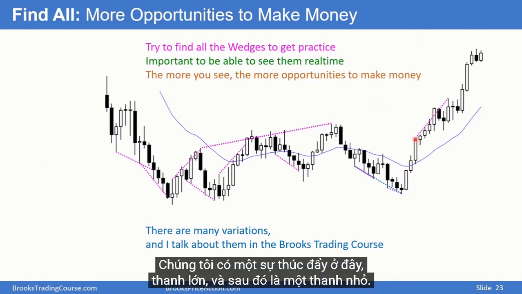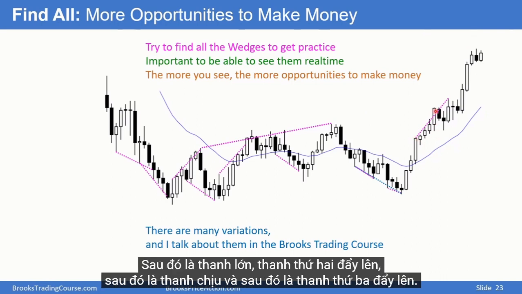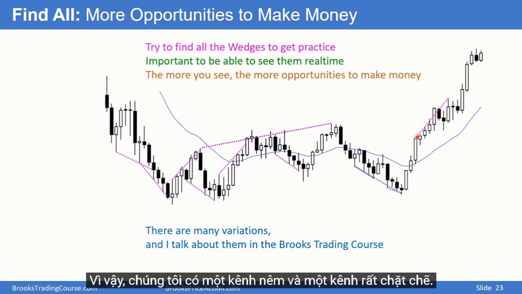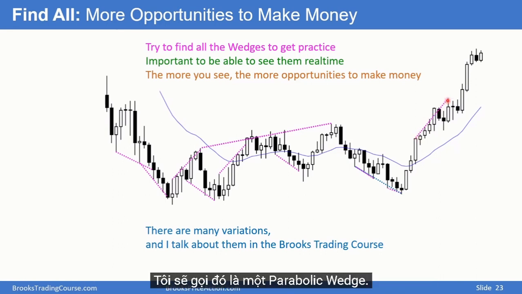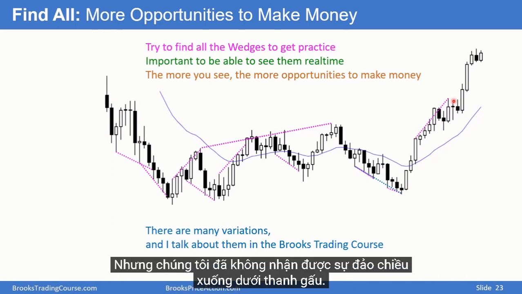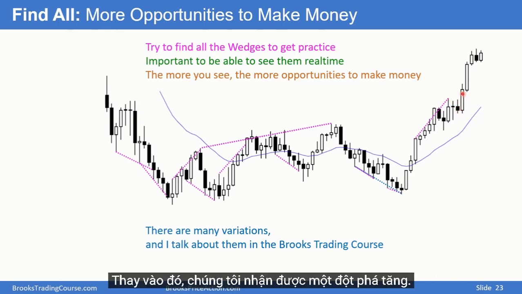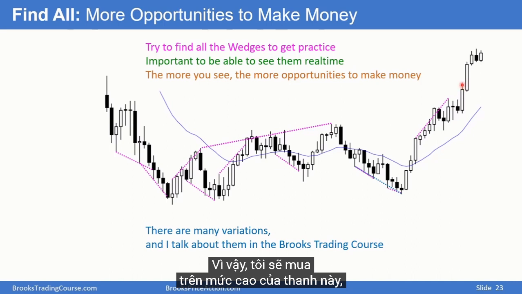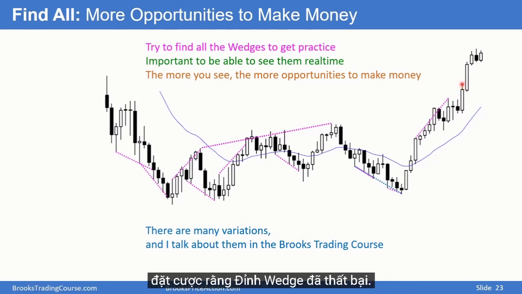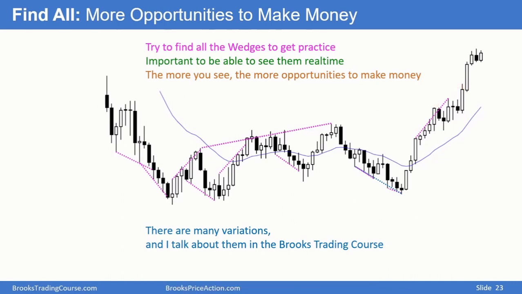We got a push up here, big bar, and then a small bar, and then a big bar, a second push up, and then a bear bar, and then a third push up. So we have a wedge in a very tight channel. I would call that a parabolic wedge, but we did not get a reversal down below the bear bar. Instead, we get an upside breakout. So I would look to buy above the high of this bar, betting that the wedge top has failed.